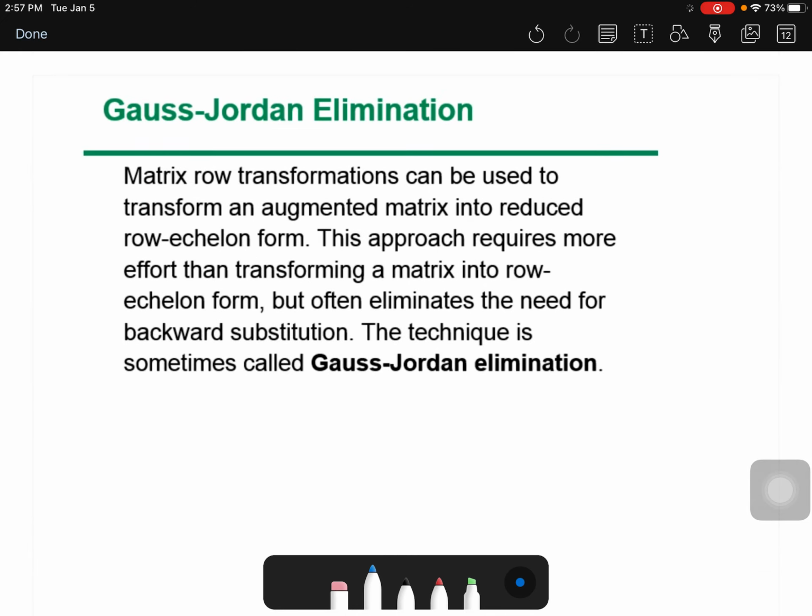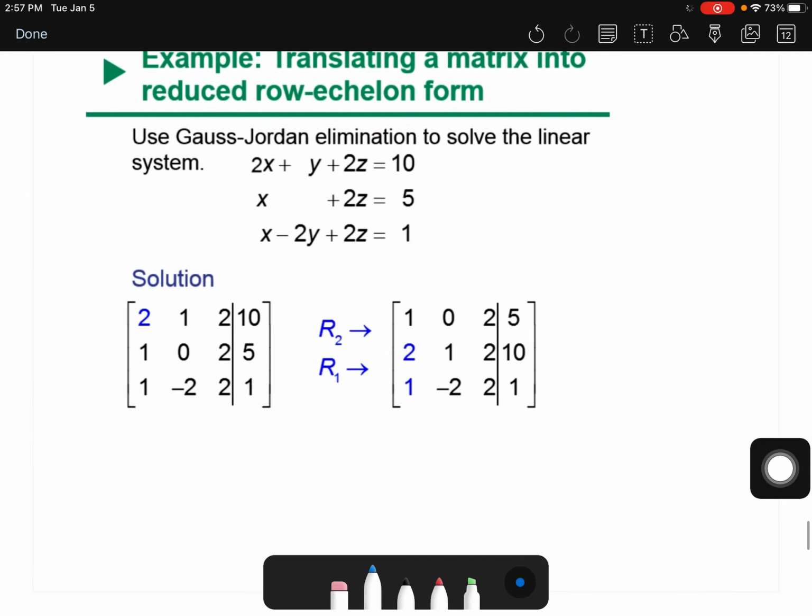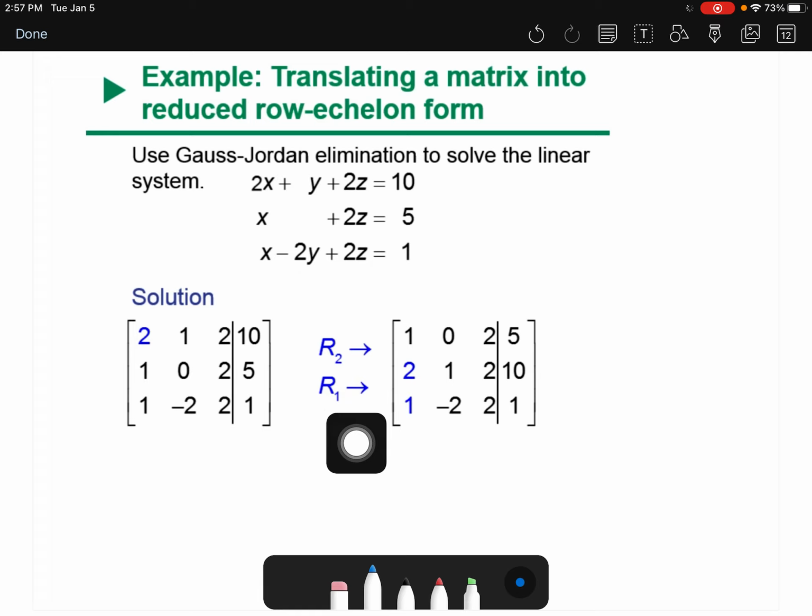And then, it was Gaussian elimination for row echelon form. This isn't all that important, but Gauss-Jordan, another mathematician, teamed up with him on this to put it into reduced row echelon form. Okay, it says to use Gauss-Jordan elimination to solve this system, meaning to put it into reduced row echelon form. So the first thing that we would start by doing is, again, just transferring this into our augmented matrix, and then doing some of these row operations.